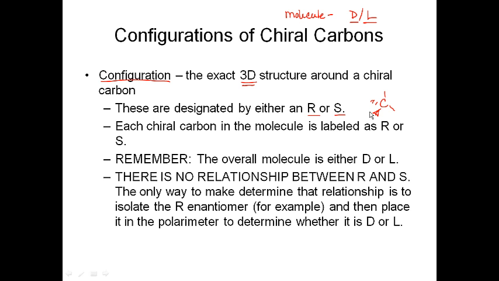So when I draw the structure of a molecule and I determine if this is R or S, I cannot tell whether it's D or L. There's no relationship between R and S and D and L. People have tried to put databases together and see if there are correlations, and there's probably a correlation here or there, but there's no direct relationship. The only way to make that connection is experimental.